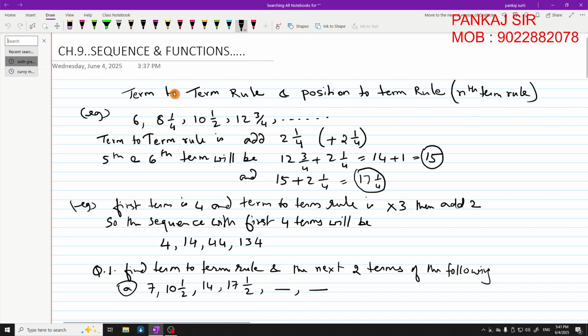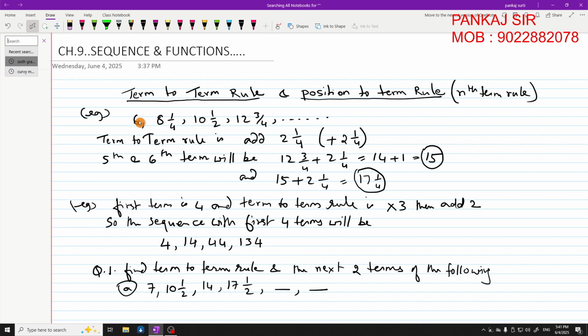First thing that we should understand is something called term to term rule and something called position to term rule. There is something connecting one term to another term in a sequence, and that particular connection is known as term to term rule. So term to term rule is a connection between two consecutive terms, right? Position to term rule is the connection between the position number and the term. Position to term rule is what? It is the relationship between the position number.